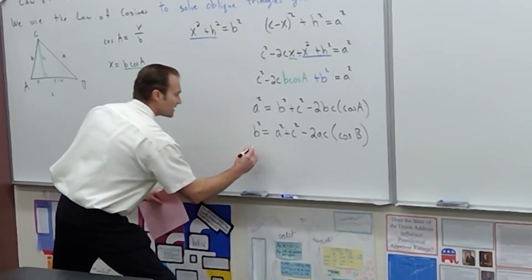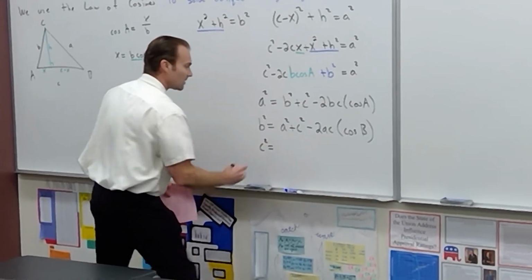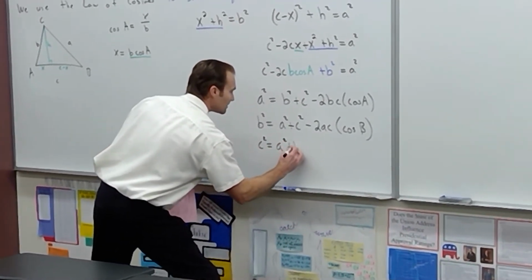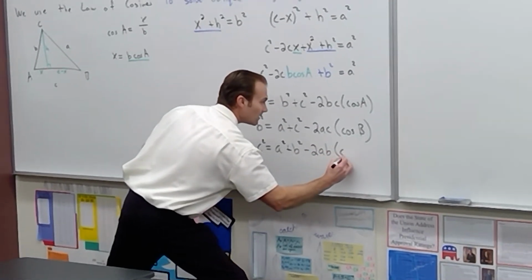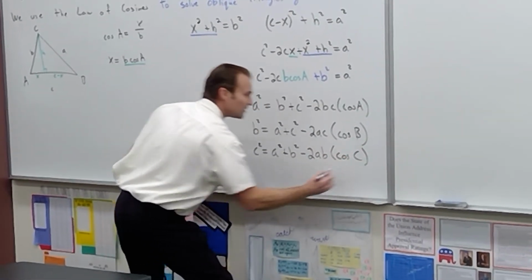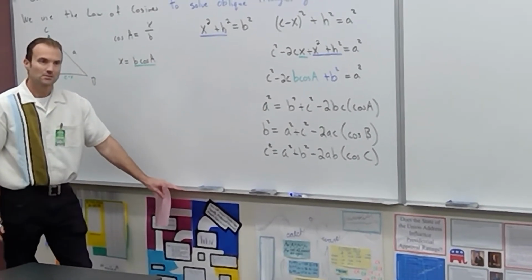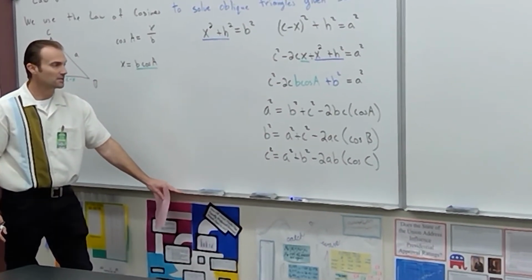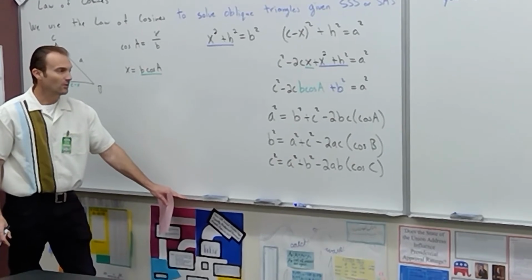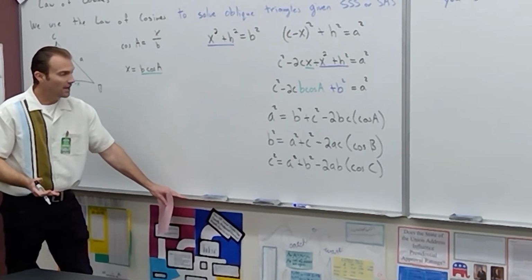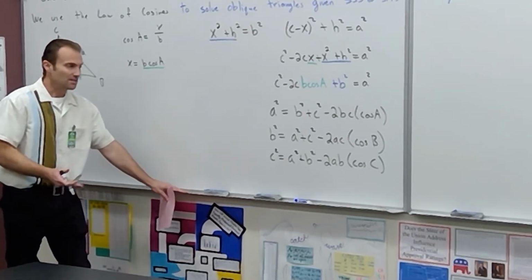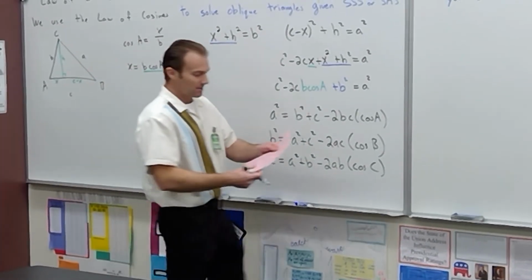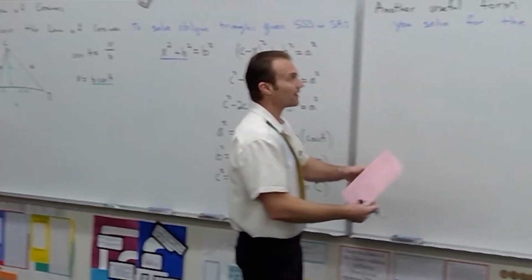And then rewriting for side C, it'll be c squared equals a squared plus b squared minus 2ab cosine angle C. Okay. So there we go, law of cosines. Now, sometimes based on the triangle, we're interested in solving for the angle, not the missing side. So that's the next question on our handout.